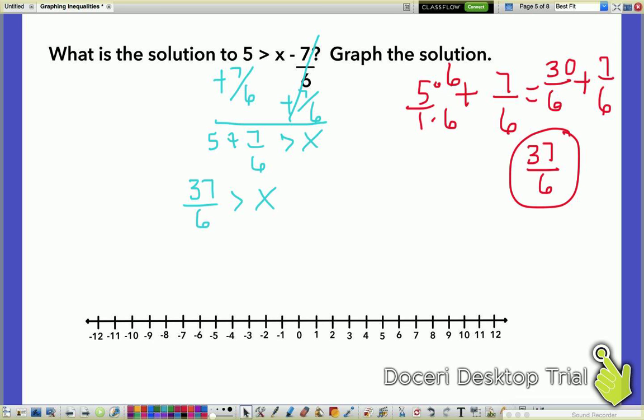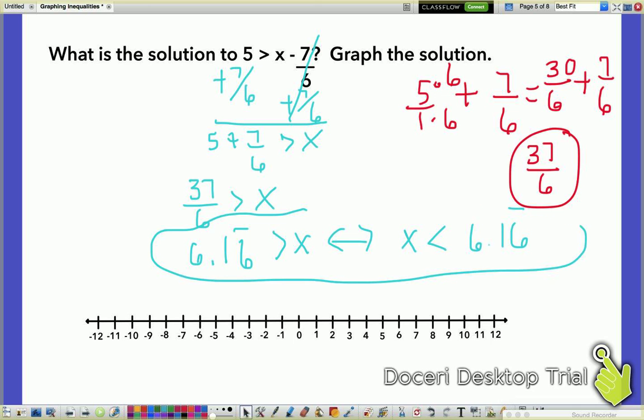Okay, so if you want, you can change that into a mixed number, or you can divide 37 by 6, and you would get 6.16 repeating. Okay, so this is the same as, okay, there's my answer. So 6.16 is greater than x, or same thing, x is less than 6.16.